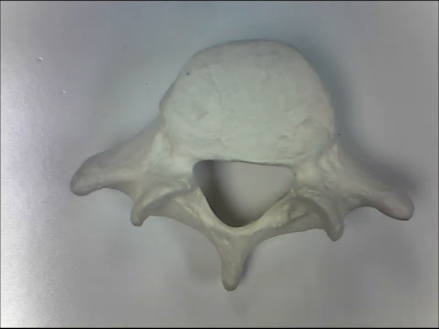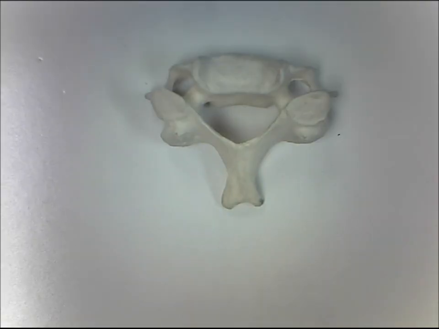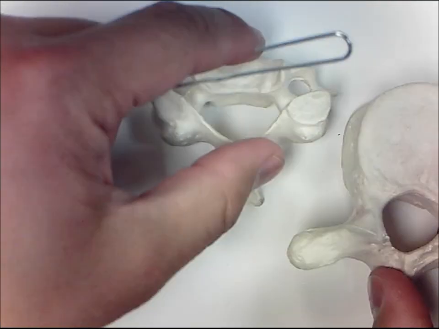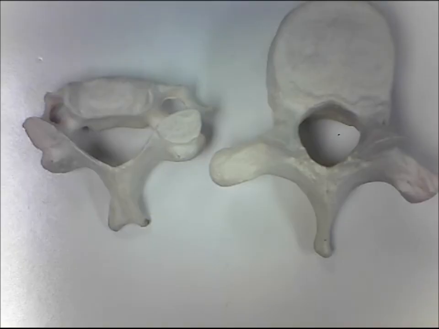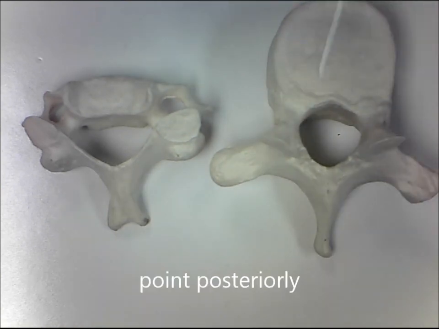To distinguish lumbar vertebrae from the other types of vertebrae, you have to look at the superior articular processes. All superior articular processes of the lumbar vertebrae have a cup shape or a curved shape to them, whereas the other vertebrae, cervical and thoracic, their superior articular surfaces are flat and point posteriorly.